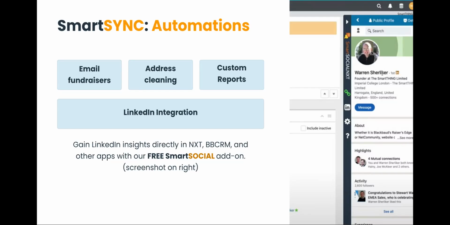Here we can see our Smart Social. We've got a free Smart Social Chrome add-on where you can link the LinkedIn profile to the constituent. We can add the LinkedIn URL to the record in Razor's Edge, and all that rich public LinkedIn data can automatically be pulled into the Razor's Edge record. Previous jobs, notes, hobbies, etc. It all goes automatically into Razor's Edge.